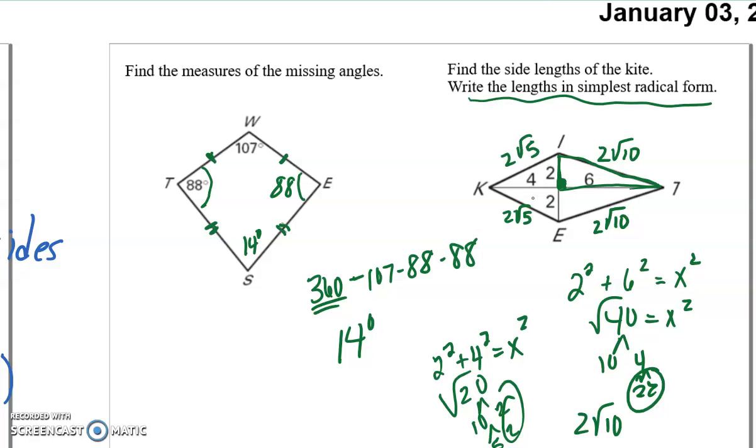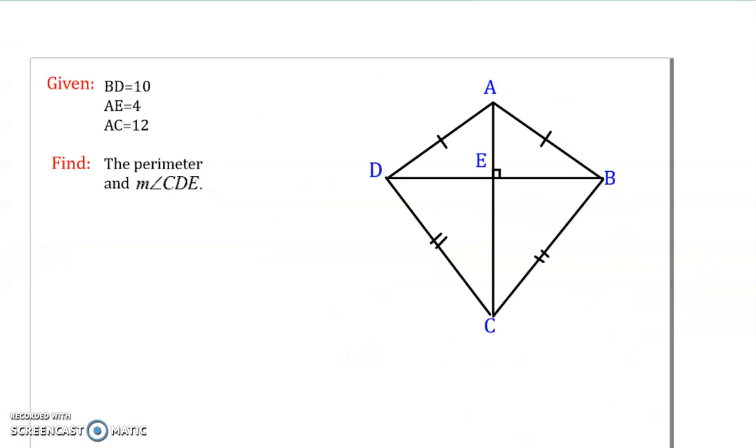You have to realize the outsides, you're going to have 2 that are the same and 2 that are the same. All right, so it just looks pretty similar. I have a kite here. How do I know it's a kite? Because the two bottom sides are the same, the two top sides are the same.